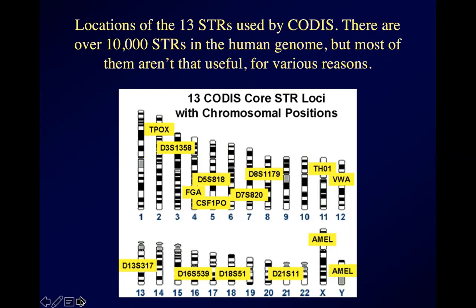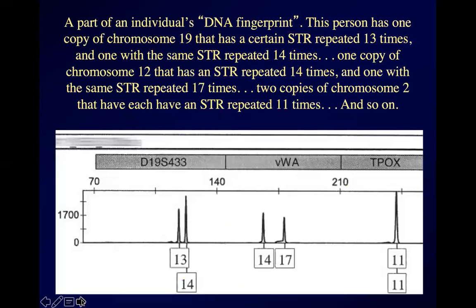And then on chromosome 3, there's an area that's just called D3S1358. And I might have 9 repeats and you might have 6. And then on chromosome 4, there's a site called FGA, and maybe I've got 15 repeats and you've got 9, and so on. These are where these 13 STRs are located. And when we measure their length, this is the kind of fingerprint that we get.